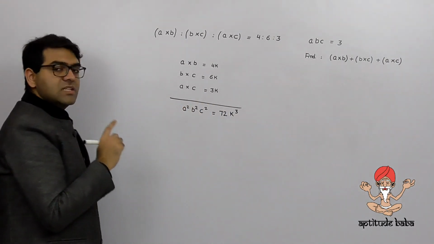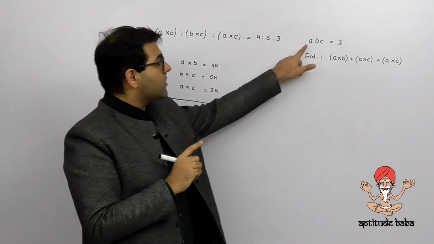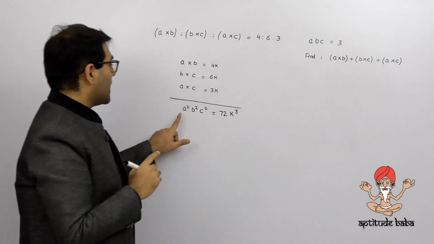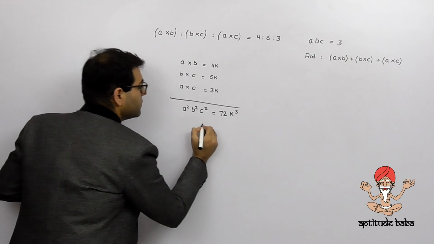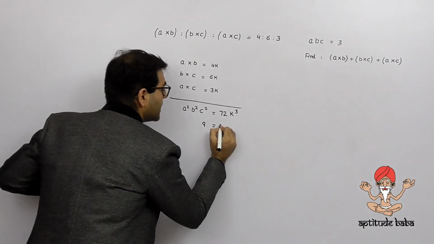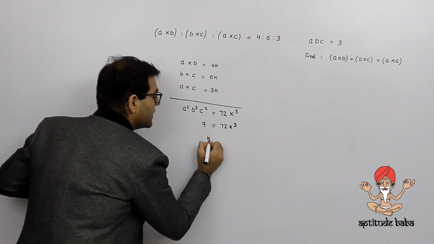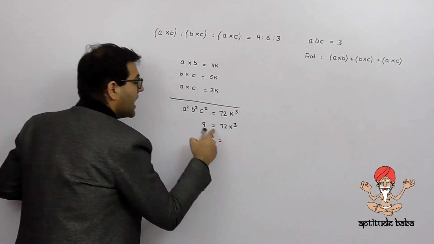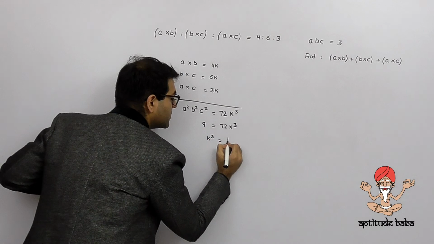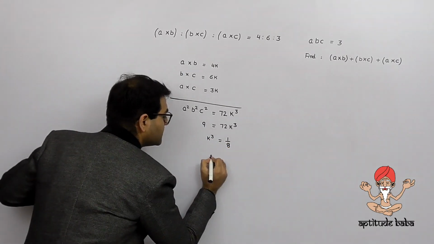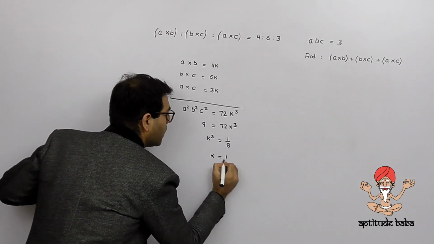Now if the product of a, b, c is given as 3, can I say a square, b square, c square will end up becoming 9. So 9 is equals to 72 times k cube. From this we get the value of k cube as 9 upon 72, which is 1 by 8, or perhaps the value of k ends up becoming 1 by 2.